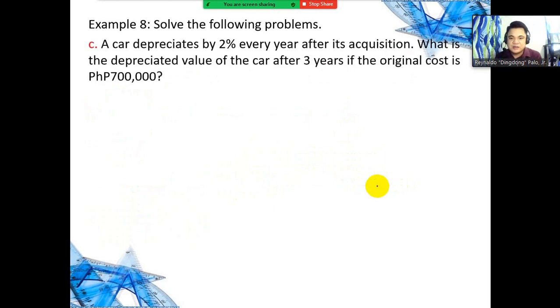Now let's have this one, investment. A car depreciates by 2% every year after its acquisition. What is the depreciated value of the car after 3 years if the original cost is 700,000? In this specific problem, we are applying investment. So it means that there are positive investments, there are negative investments. When we say negative investments, the price of the specific commodity depreciates or decreases every year. Okay, so that's what we call depreciation. So it means that in this specific problem, if you will be buying a car, after several years the value goes down.